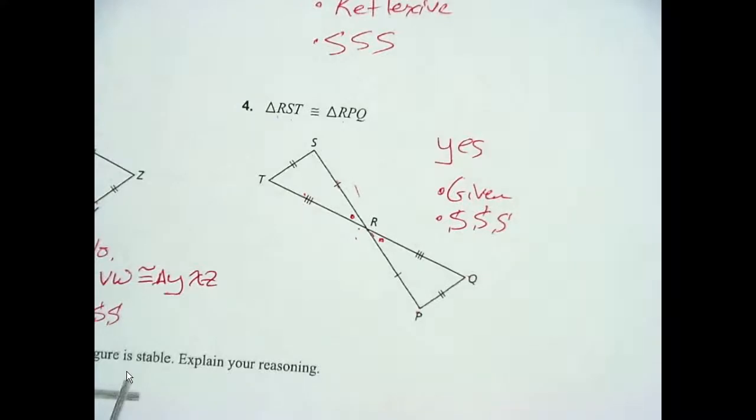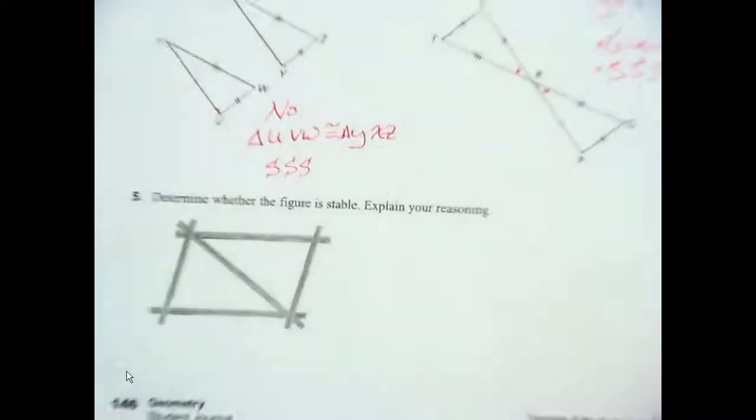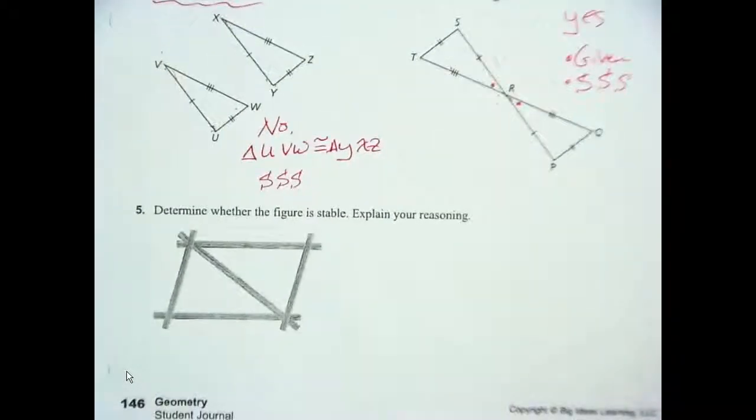All right, everyone take a look at number 5. It says determine whether the figure is stable. Stable means it's not wobbly. Okay? It's not going to shift. All right? Talk to your neighbors. Explain your reasoning.